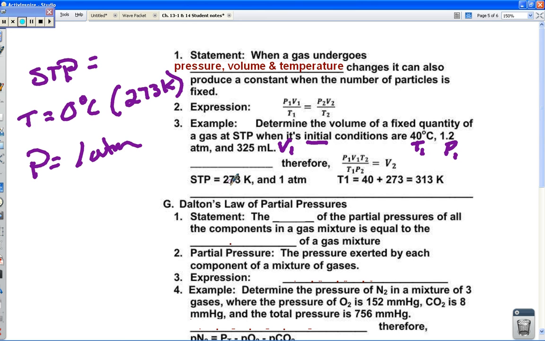Right, and what's the final condition, by the way? This is weird and kind of funny. Read through it. It goes to STP from these initial conditions. So this is actually going to be T2 and P2 over here. It's not always like this, but it is in this case. T2, P2, and what is V? We're looking for the volume.